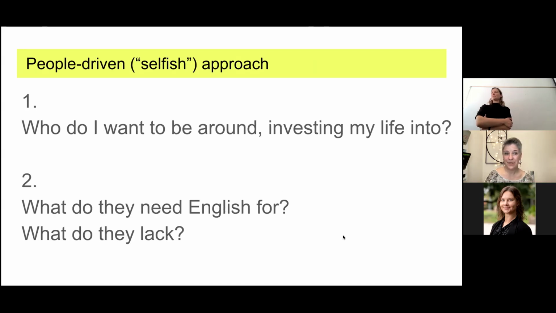Well, and there is another approach. If it's not the idea that you want to share with anybody you can possibly reach, you might think about people you want to spend your time with. And then think what these people need English for and what they lack and what you can teach. So this is my approach, I must admit.